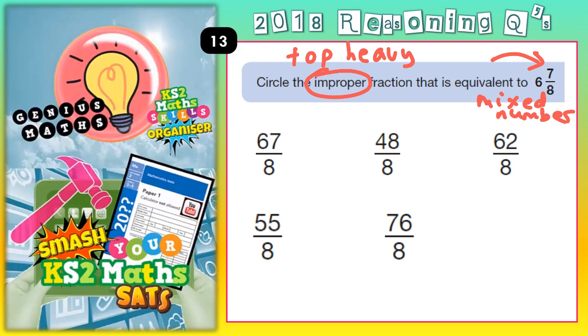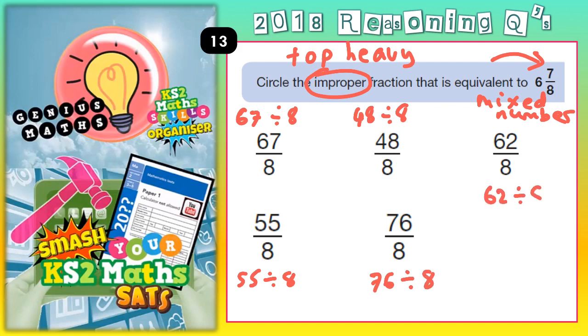Now remember, to turn an improper fraction into a mixed number, you basically do a divide. So 67/8 is like saying 67 divided by 8. 48/8 is like saying 48 divided by 8. 55/8 is 55 divided by 8. 76/8 is 76 divided by 8, and 62/8 is 62 divided by 8. Now, if you're dividing by 8, basically what they're testing here is your knowledge of your 8 times table. If you're good at your 8 times table, this should be really easy to you.